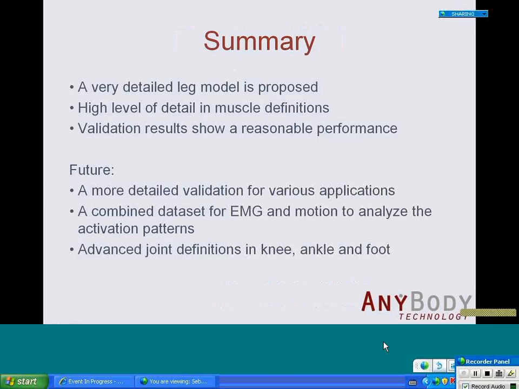So what is missing now is, of course, a more detailed validation for various applications. And also, what would be nice to have is a combined dataset of image and motion to analyze activation patterns. And of course, maybe the most important point for some of you at least is to include more advanced joint definitions in the knee, ankle, and foot. So right now the foot is specified as one rigid segment, and of course also knee kinematics are much more complex in reality.